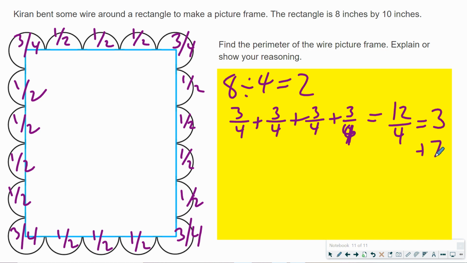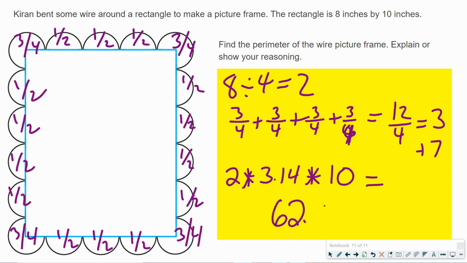So I'm going to find one circle by doing the diameter is 2. So I'm going to do 2 times 3.14. And then I'm going to multiply that by 10 because there's 10 full circles. So it's 62.8 inches.